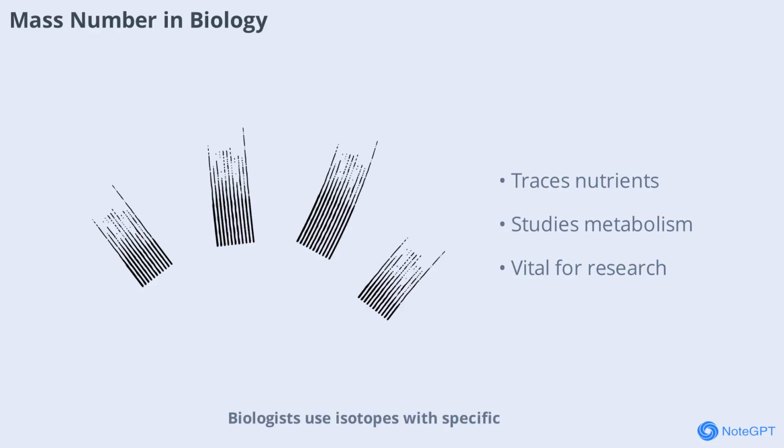Biologists use isotopes with specific mass numbers to trace biological processes. For example, they can track how nutrients move through ecosystems or how drugs are metabolized in the body. This information is vital for research in medicine, agriculture, and ecology.